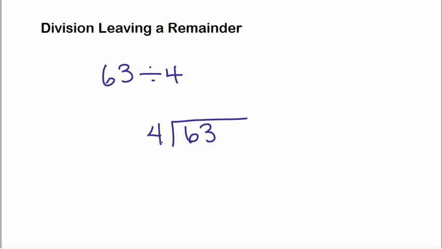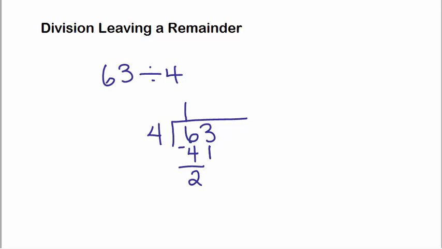So to start this question in long division, we're going to think of how many groups of 4 we can make from 6. We can make one group of 4 from that 6. So one group of 4 is 4. And then we will subtract 6, take away 4, and we will have 2 left over.